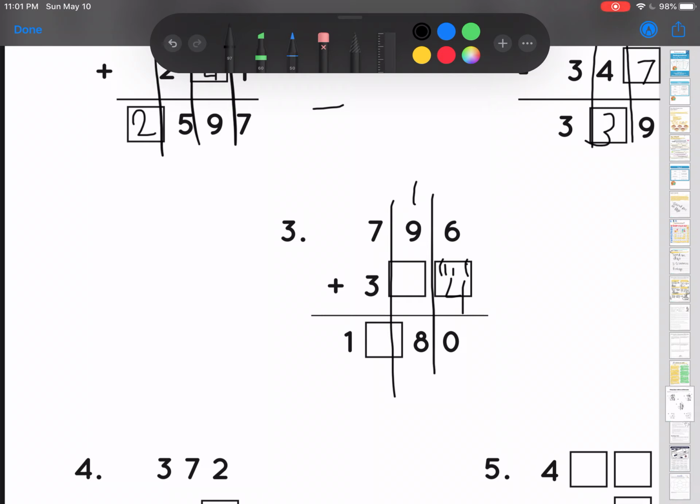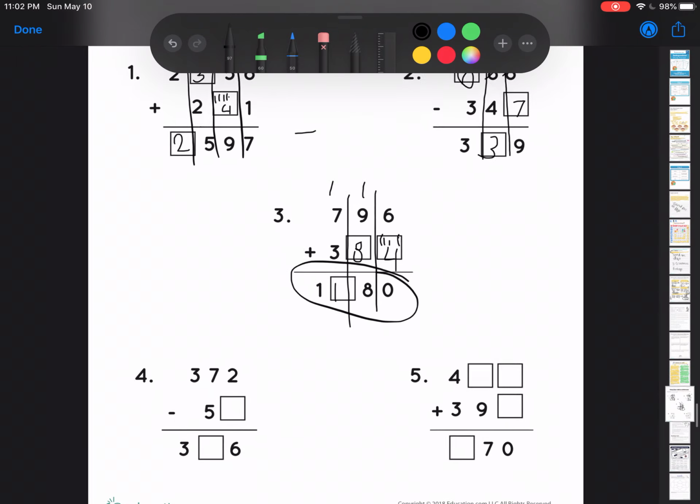9 plus 1 plus blank equals 8. Again, same thing. I'm going to have to go all the way up to 18, because that's the next number that has an 8. So 9 plus 1, that's 10. Plus 8 more would give us 18. And 7 plus 1 plus 3, that would be 11. So there is my answer.